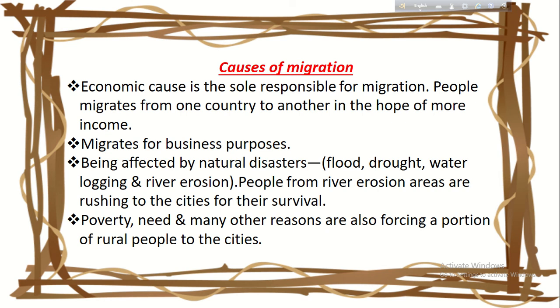People migrate for business purposes, or being affected by natural disasters. And you know, Bangladesh is a disaster-prone country. Every year we face a lot of disasters, for example flood, drought, waterlogging and river erosion. So people from the river erosion areas are rushing to the cities for their survival. Poverty is one of the major causes of migration, we can say. So poverty, need and many other reasons are also forcing a portion of rural people to the cities for their survival.